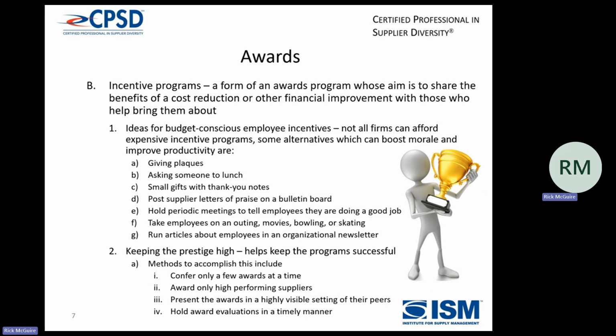Hold periodic meetings to tell employees they are doing a good job, take employees on an outing, movies, bowling, something like that, and run articles about employees in organizational newsletters. Keep the prestige high, which helps keep the program successful. Methods to accomplish this include things like conferring only a few awards at a time, awarding only high-performing suppliers, presenting the awards in a highly visible setting, and holding award evaluations in a timely manner.